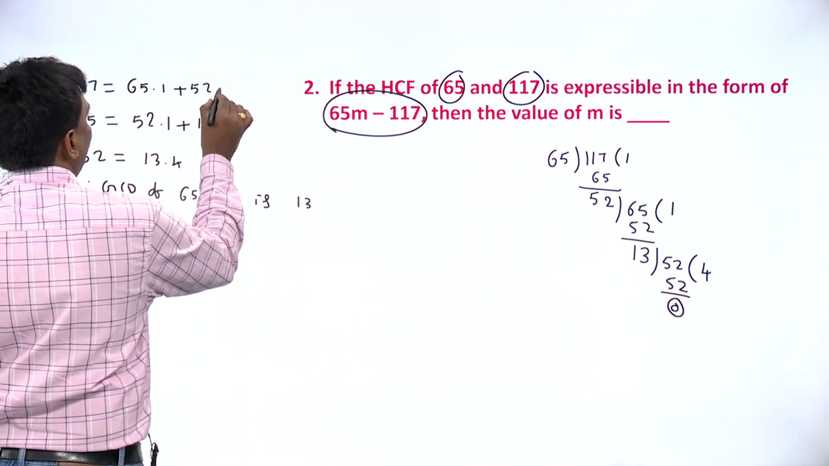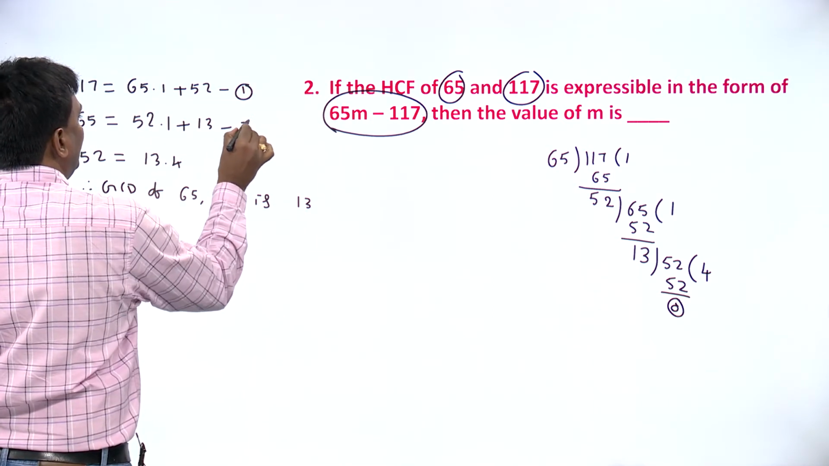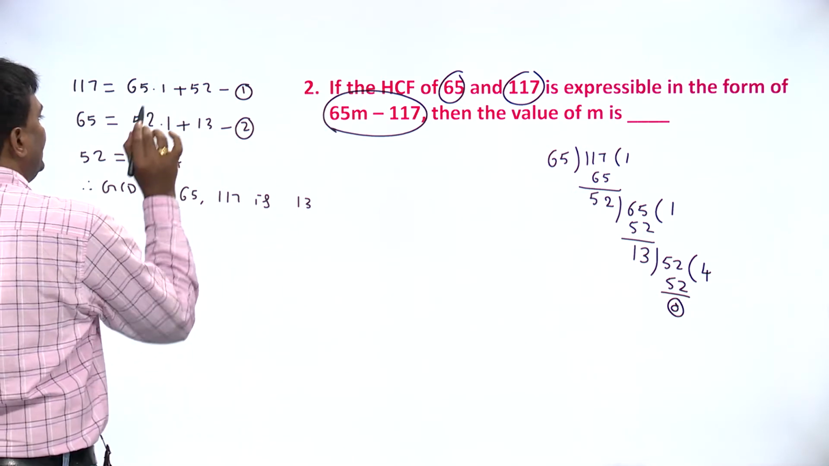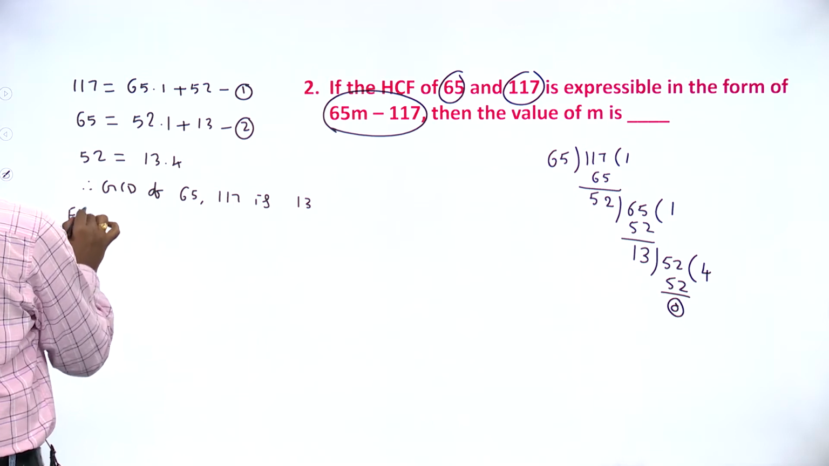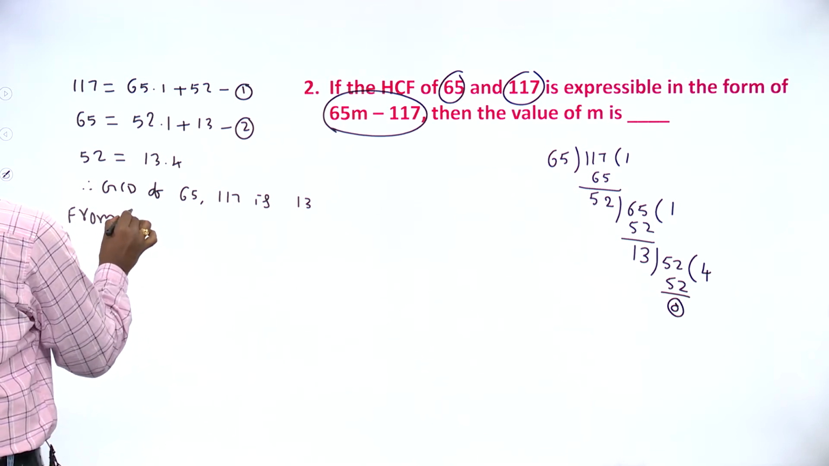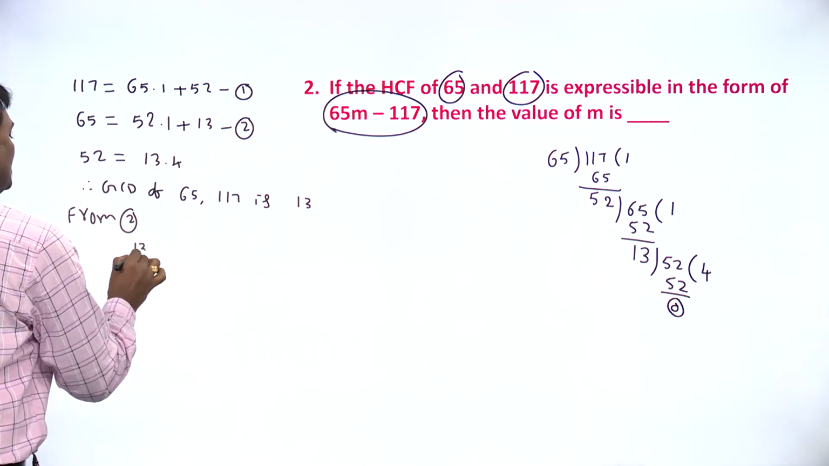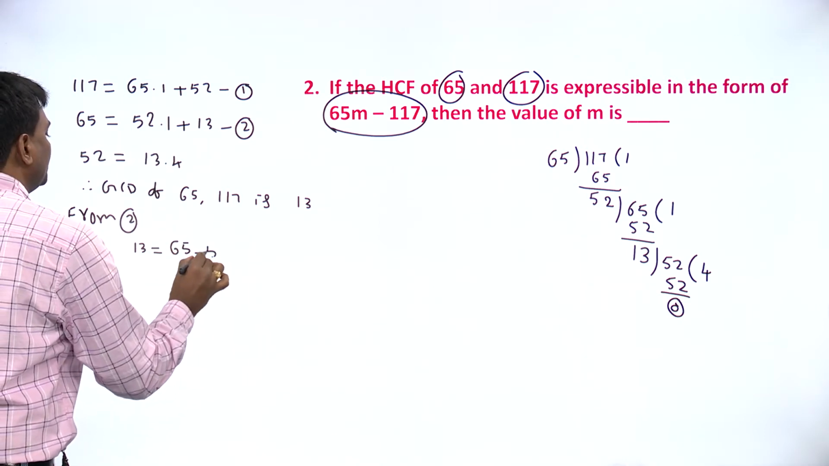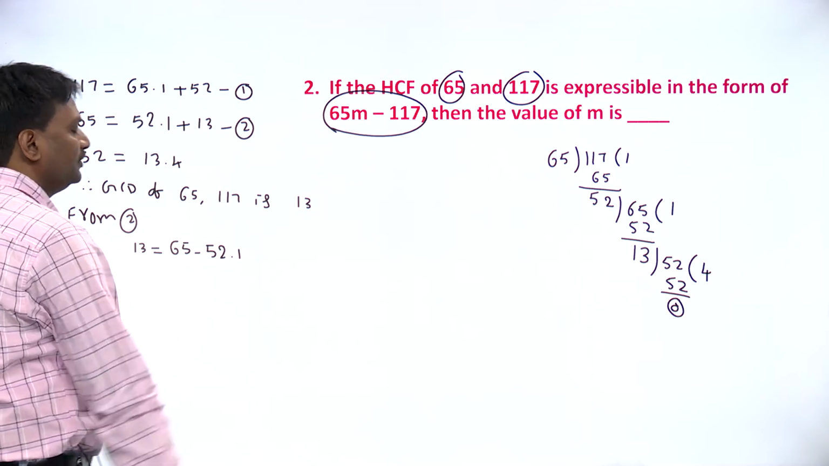Here, suppose that this is equation 1 and this is equation 2. From equation 2 we can write 13 equal to 65 minus 52 into 1.